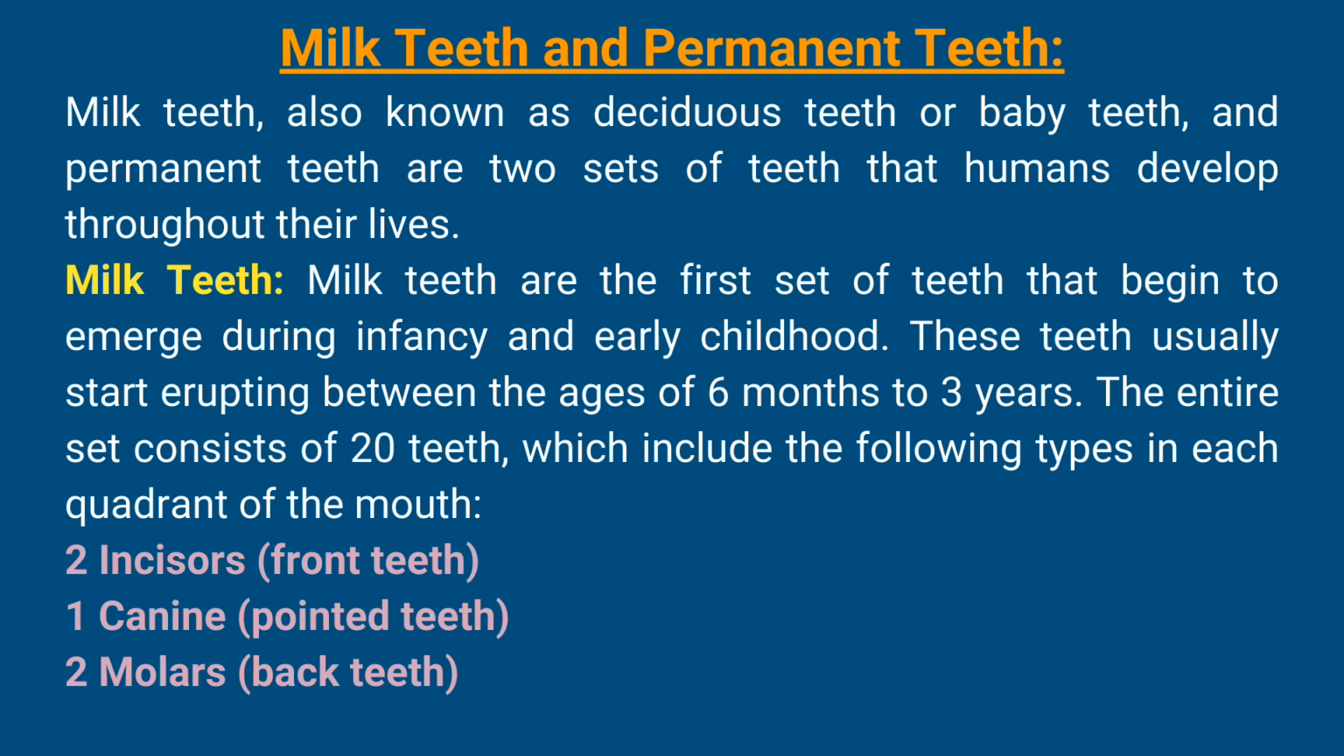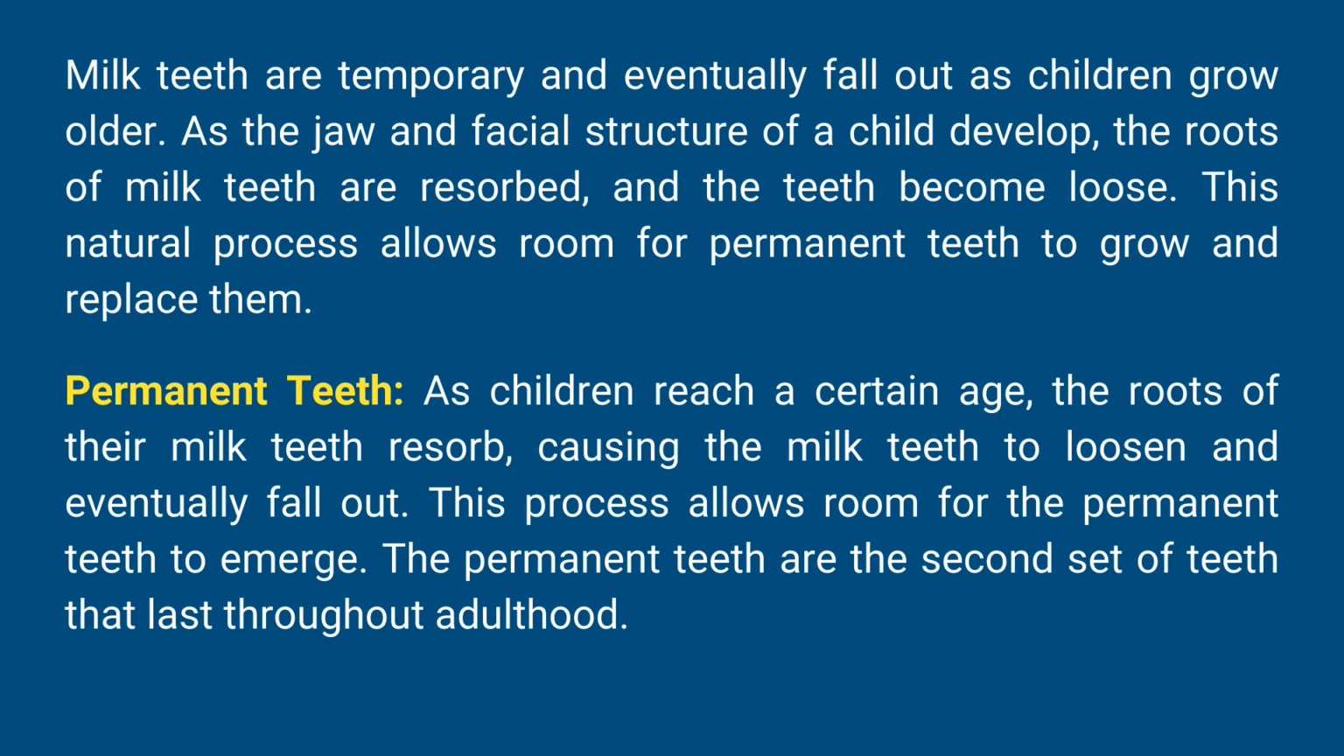childhood. These teeth usually start erupting between the ages of 6 months to 3 years. The entire set consists of 20 teeth, which include the following types in each quadrant of the mouth. 2 incisors, front teeth. 1 canine, pointed teeth. 2 molars, back teeth. Milk teeth are temporary and eventually fall out as children grow older.